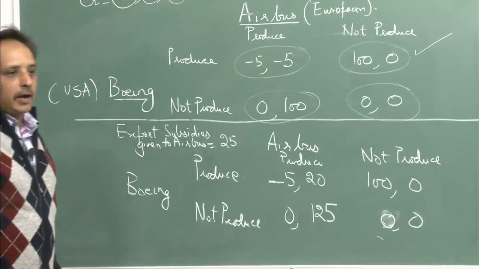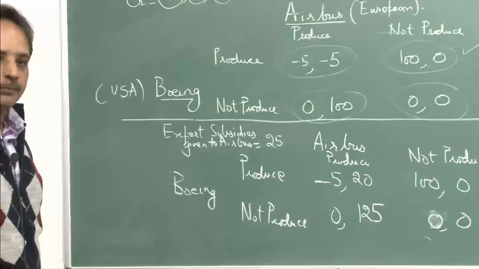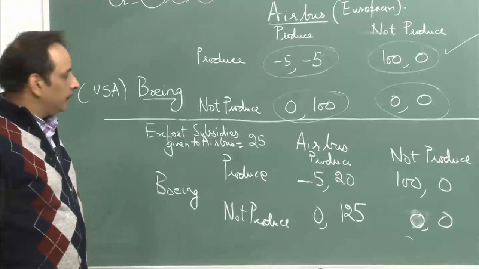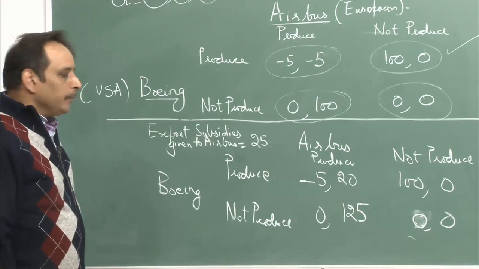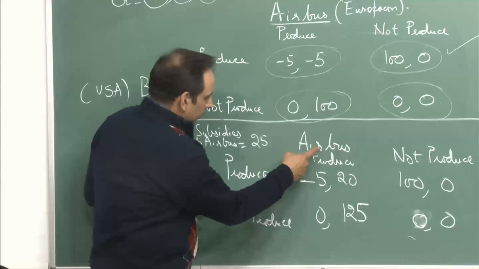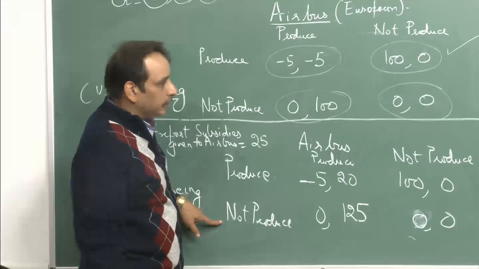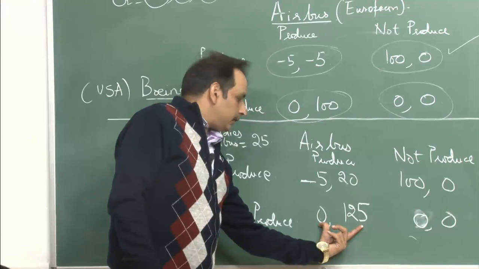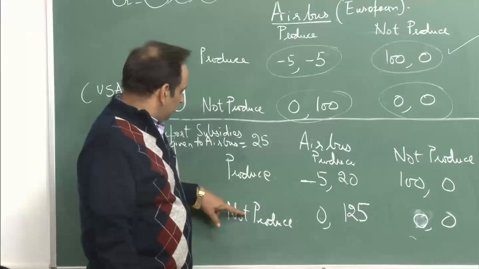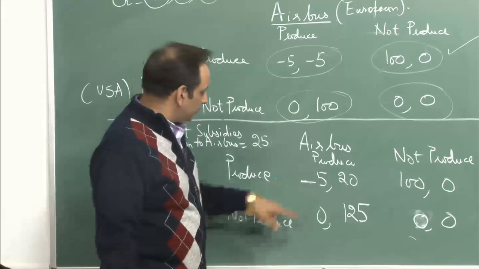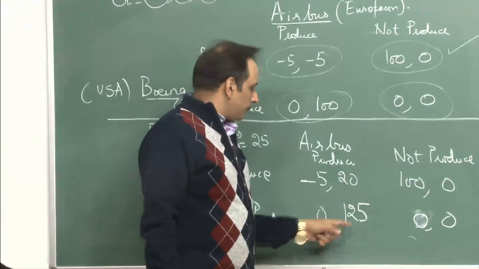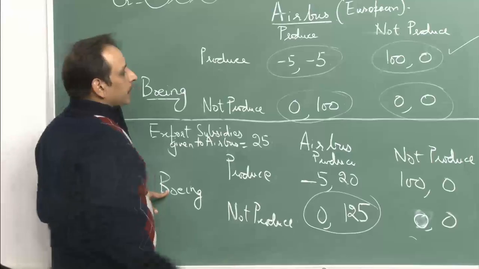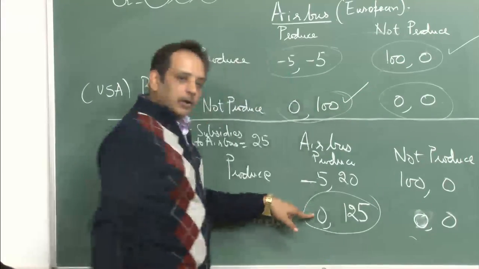Now try to evaluate this game wherein the subsidies are given to Airbus. So look at Airbus producing and Boeing not producing. Look at this particular strategy. If Boeing moves from not produce to produce, it loses. If Airbus moves from produce to not produce, it loses. So produce, this becomes your Nash equilibrium. Here you had two Nash equilibria, here you have one Nash equilibrium.